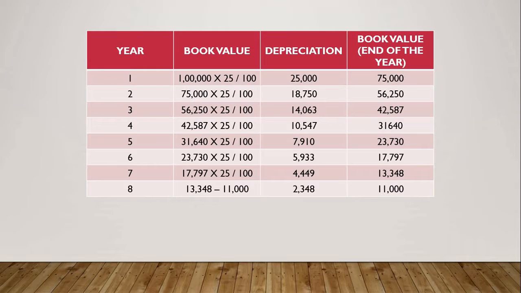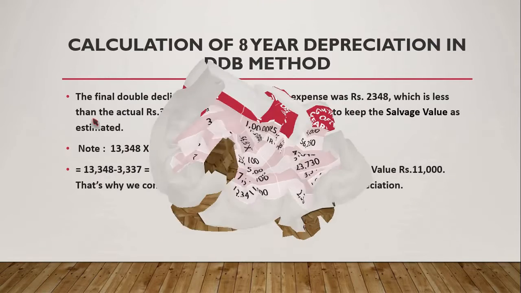13,348 minus 3,337, the difference is 10,011. So 10,011 is less than the salvage value. That's why here we considered 11,000 salvage value for the final year of the depreciation.